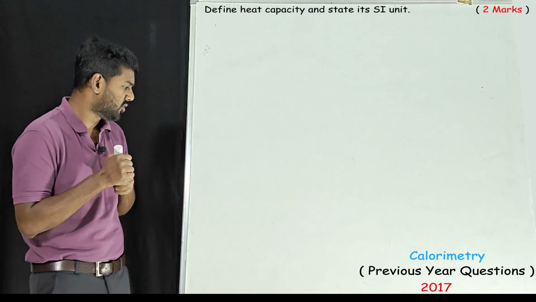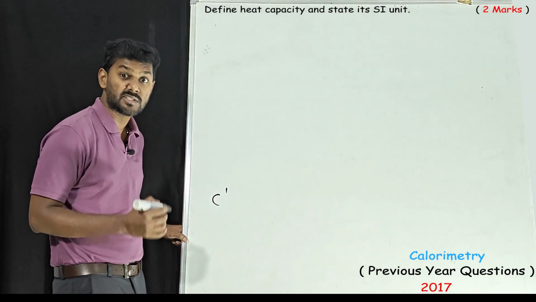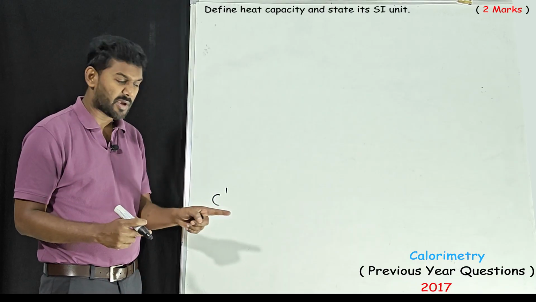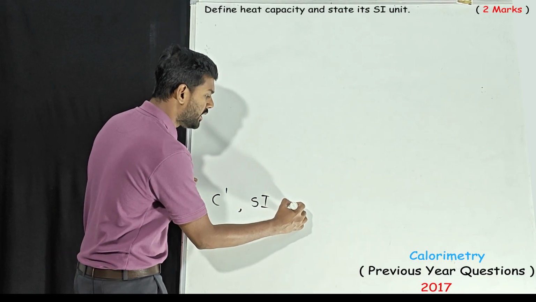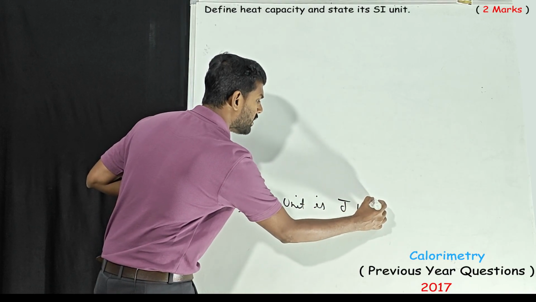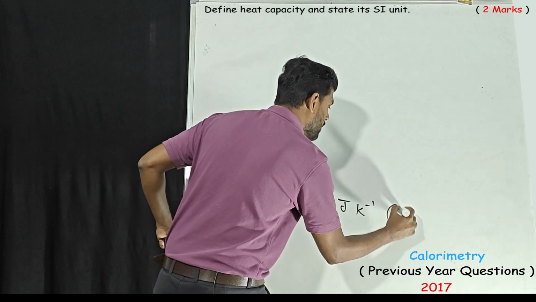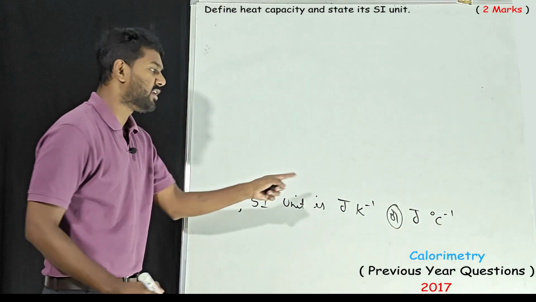They are looking for the SI unit also, correct? So the SI unit of heat capacity, see, C dash represents heat capacity. Keep this in mind. C dash represents heat capacity. So for C dash, the SI unit is joules per Kelvin. Joules per Kelvin, or you can write joules per degree Celsius. Any one is fine.